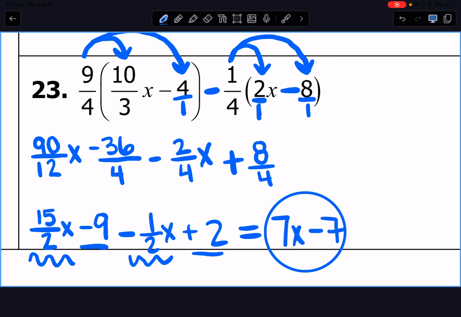So if it doesn't simplify itself, leave it as a fraction.